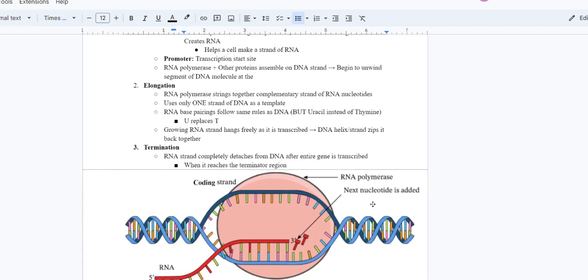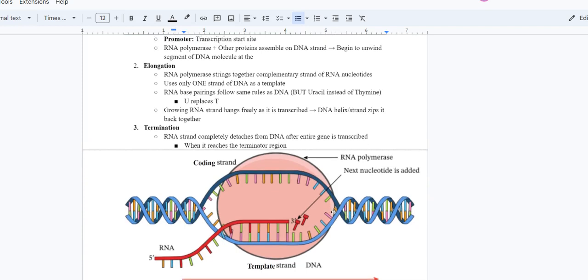This RNA polymerase and other proteins that assemble on the DNA strand start unwinding. You see here, it's unwound, right? This double helix is unwound. Anyways, it starts to unwind this DNA double helix. The next stage is elongation.